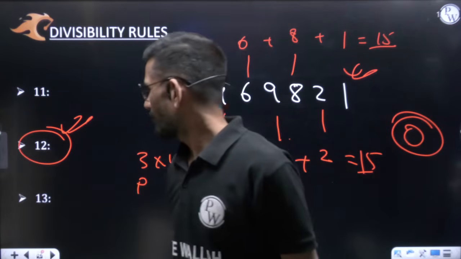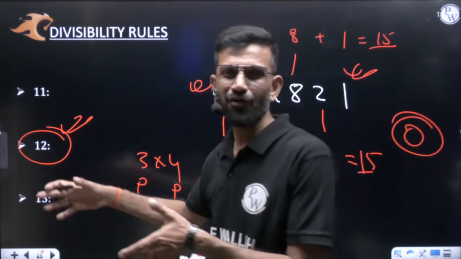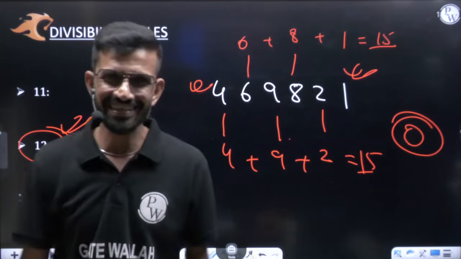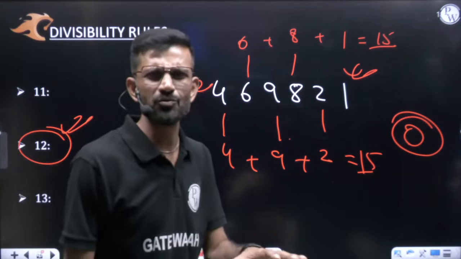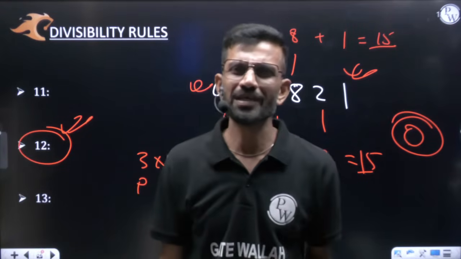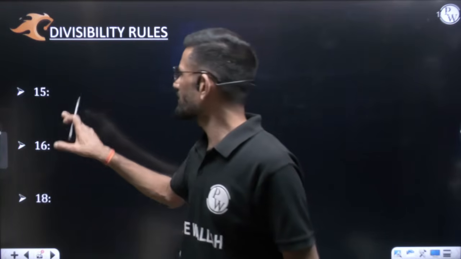Okay. Now 13, as I said, instead of following the rule, you can directly divide and check it out. Later on, for all the prime numbers, there are rules, but instead of following the rule, you can directly divide and check it out. Now these are all bigger numbers, you can say.